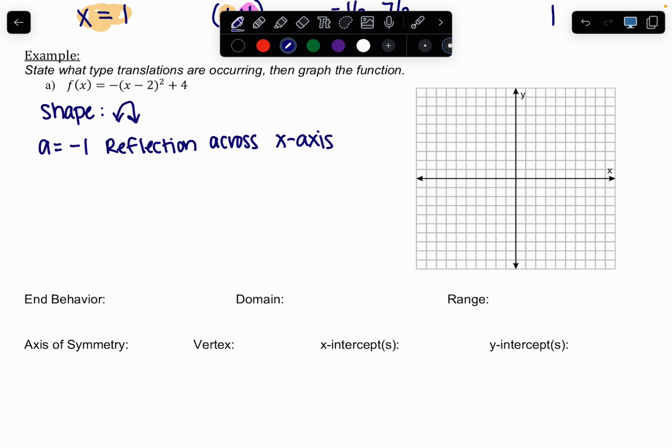Okay, our starting point. What is our starting point? How is it moving? Is it moving left or right? Right. We got right 2. And then how is it moving, up or down? Up. Up 4. Good. Okay, so when we graph, we're going to start with that point. So we're going to go right 2, up 4.